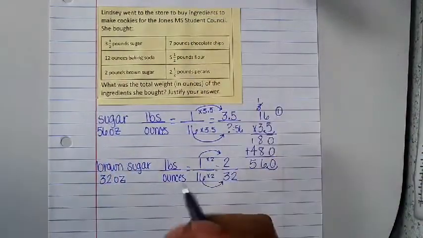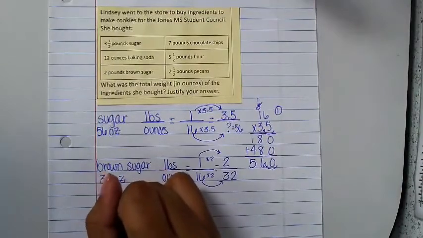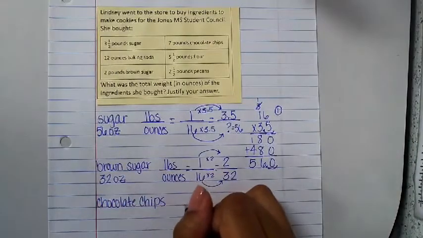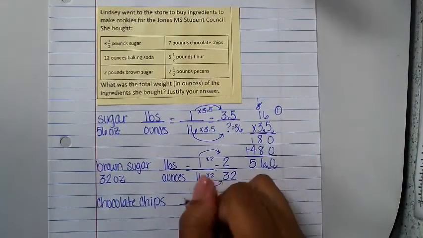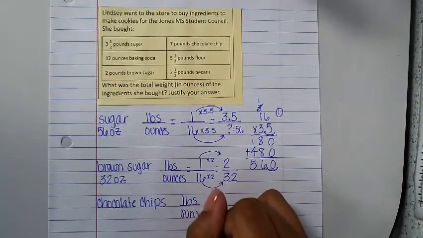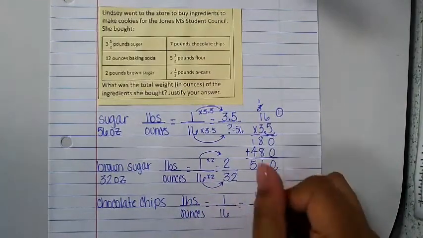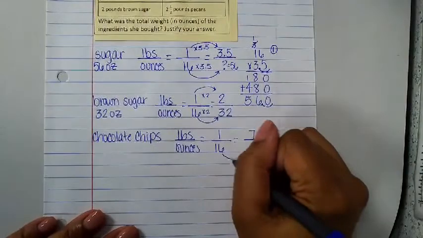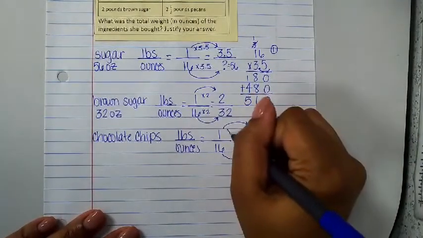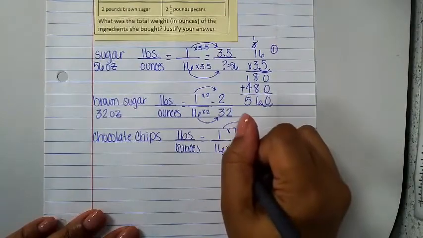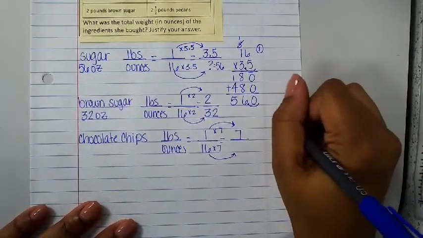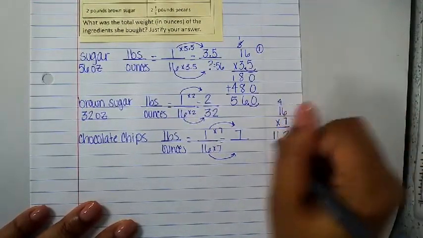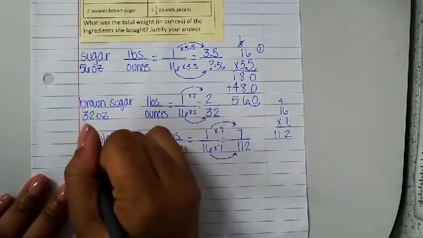Okay, now I have chocolate chips. We're comparing pounds to ounces still. One pound is 16 ounces, and they give us 7 pounds. I go from what I know to what I don't know. 1 times 7 is 7, so I need to do 16 times 7. That is 42 and 11. So that's 112 ounces.